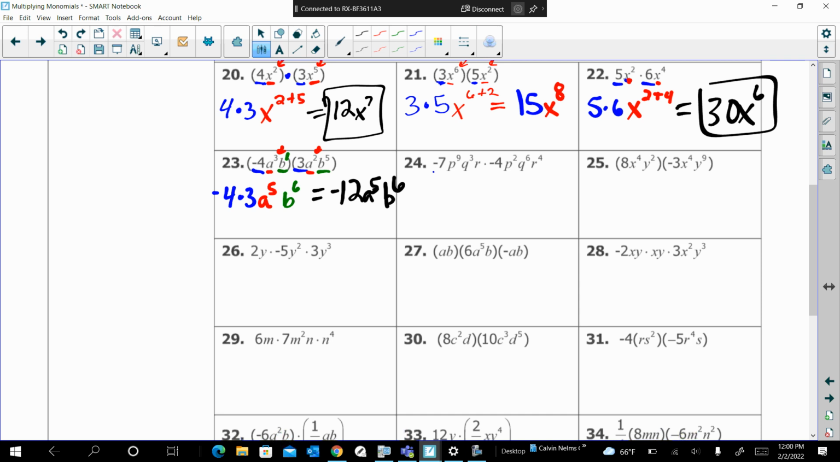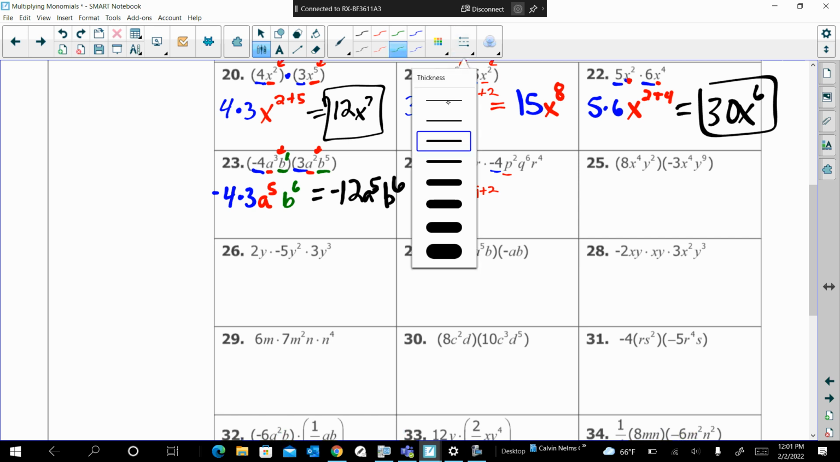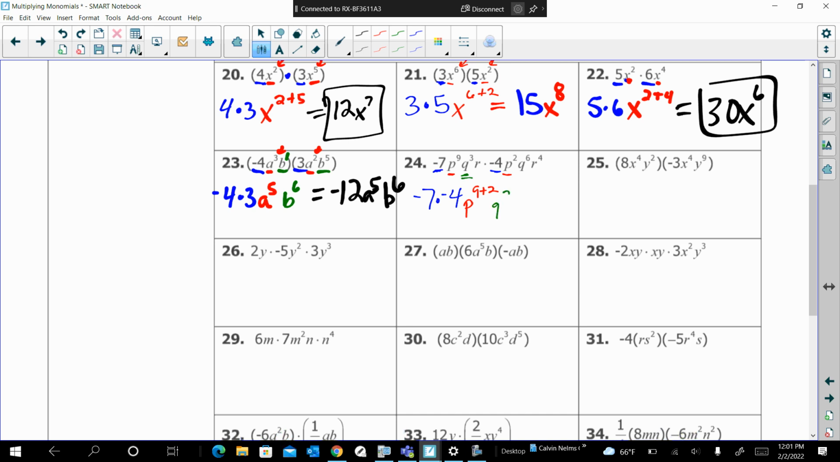So on 24, the -7 and the -4 get multiplied together. Then I go to my p, the next letter. We have p to the 9th and p to the 2nd. That becomes 9 plus 2. P to the 9 plus 2 is to the 11th, right? Then I go to the next letter, which is the q. Q to the 3rd and q to the 6th is 3 plus 6. And then I go to the last letter, which is my r. This would be r to the 1st power plus r to the 4th. So when I simplify it, positive 28, p to the 11th, q to the 9th, r to the 5th.